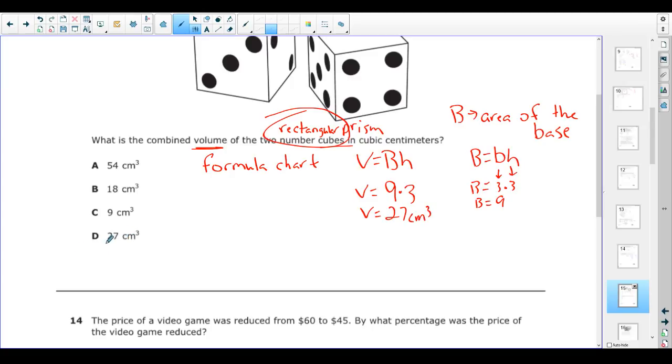And then some of you see that and you pick it and then you get it wrong. Why is that wrong? Because there are two of them. They even drew them for you. 1, 2. Means last step we gotta do 27 times 2 is 54.